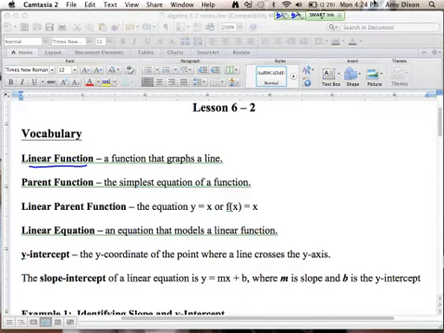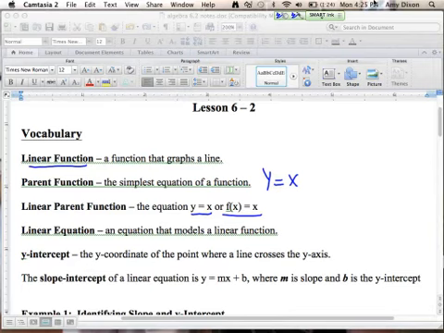Now, the basic parent function. What a parent function is, is the simplest equation of a function. So on a linear equation, the simplest form is y equals x. That is the very simplest type of linear or parent function to a linear function, and you can see that actually right down here. Y equals x, or f of x equals x.